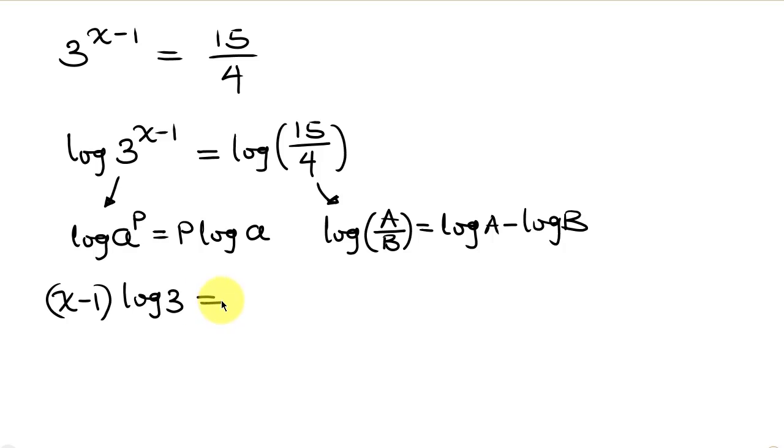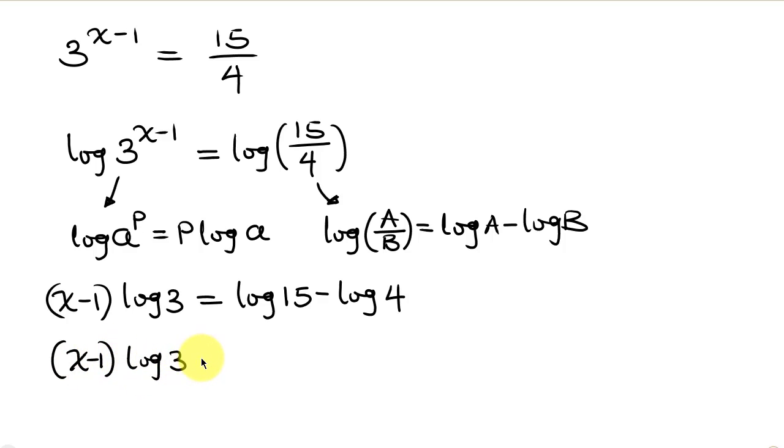This is equal to, now the right hand side, write this in this form, we have the log of the numerator, which is 15, minus the log of the denominator, which is 4. Now our next step will be for us to simplify 15 and 4. So we have (x minus 1) times log 3 equal to the log of 15, which is the same as 3 times 5, minus the log of 4, which is the same as 2 squared.